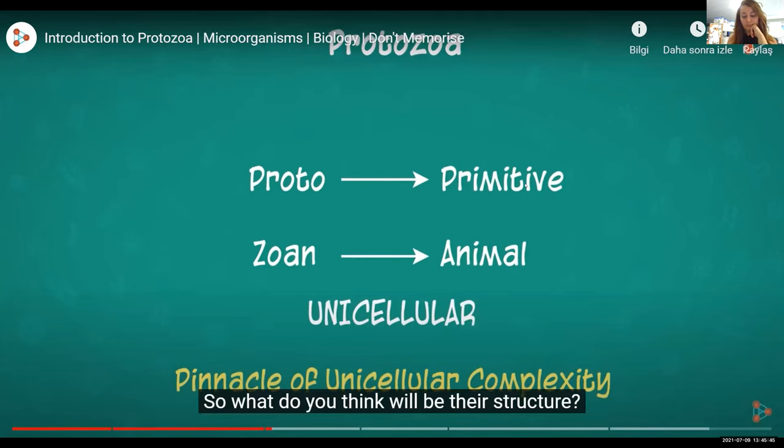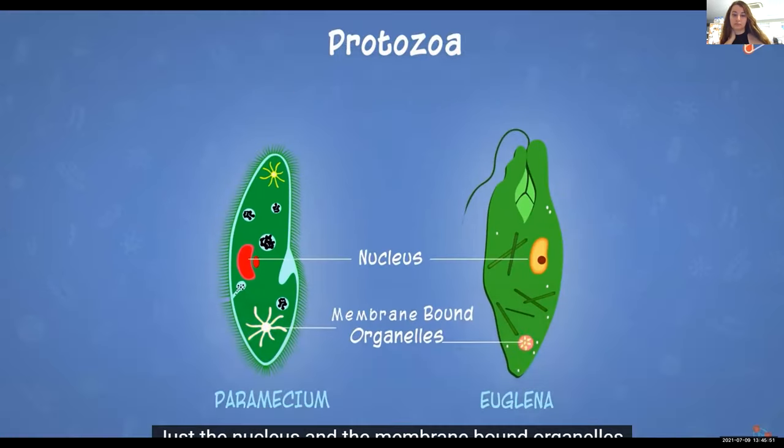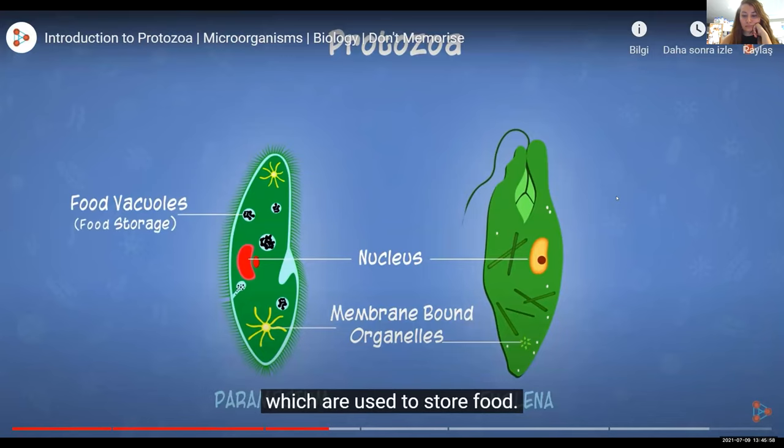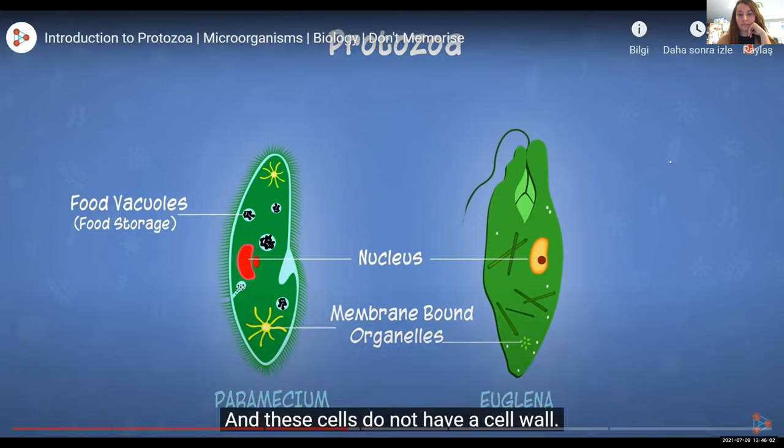So what do you think will be their structure? Well, they have a typical eukaryotic cell structure. Does the nucleus and the membrane-bound organelles form an integral part of the cell? Many of them possess food vacuoles, which are used to store food. And these cells do not have a cell wall.